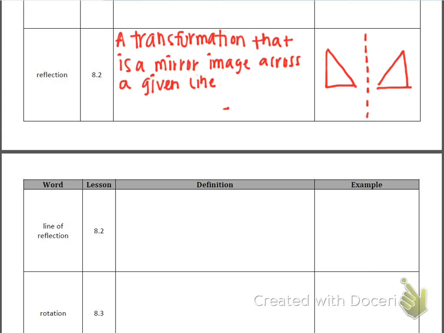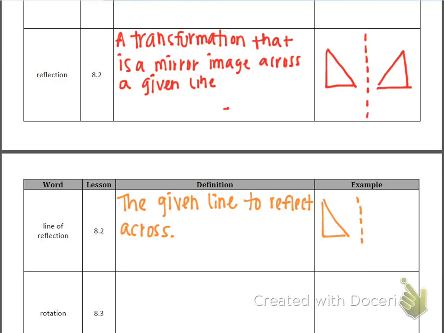So we can reflect across any line that we want, and that is called the line of reflection. So the line of reflection is the given line to reflect across. So in the example that I gave you guys already that looked like this, your line of reflection is that dotted line. Okay, so that's your line of reflection.